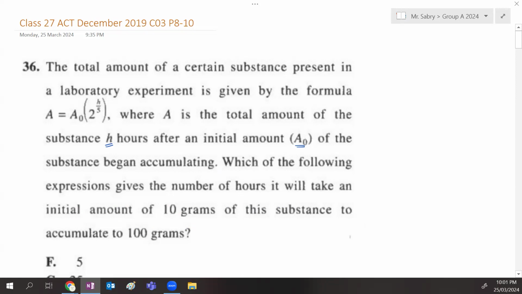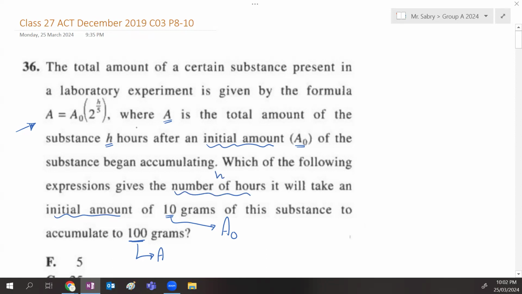So the most important thing for those types of questions, where I'm given a mathematical expression or equation, is to understand what every letter represents. Apparently A is the total amount of the substance, H is the hours, and A0 is the initial amount. There is an initial amount of 10, it means the 10 is the A0, the initial value. To accumulate to 100, this is the A, the total amount we reach. What I'm trying to figure out is the number of hours, which is H.